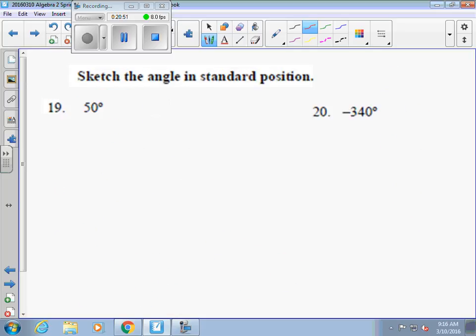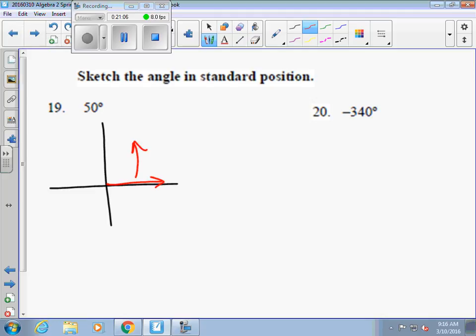Number 19, sketch these angles. So this is the new stuff. Sketch these angles in standard position. Remember, this one says 50 degrees, positive 50 degrees. Positive tells us we know we're going to start here. This is our initial ray. We know we're going to go up since it's positive.